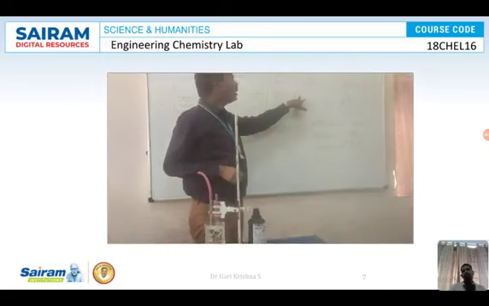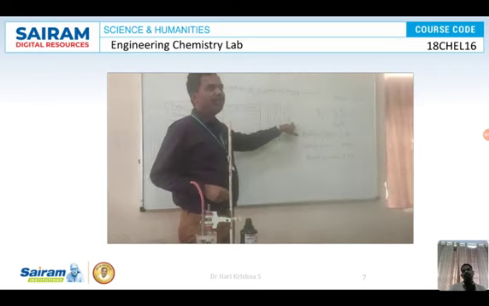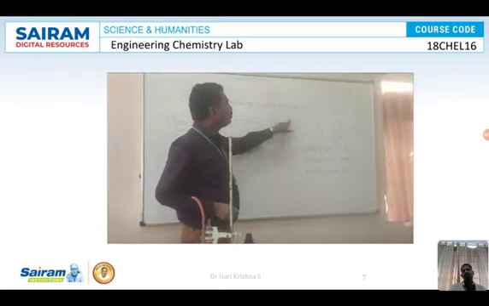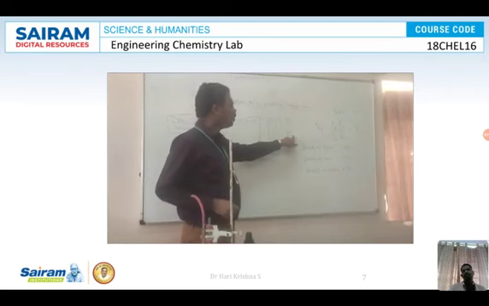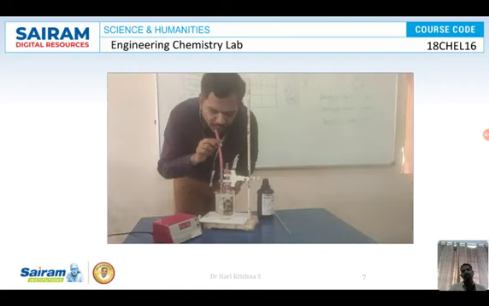Once the liquid crosses this mark, I am going to start the timer, and once the liquid crosses the lower mark, I am going to stop the timer. So I am going to measure the time taken by the liquid to flow from this point to this point. I am going to pull the liquid using the rubber tubing to the upper bulb.